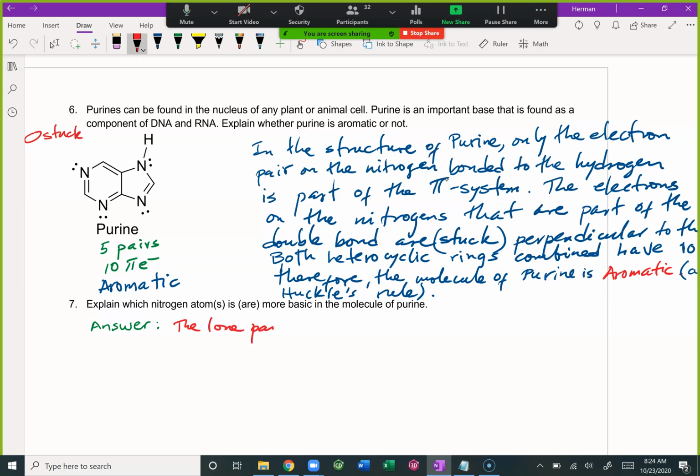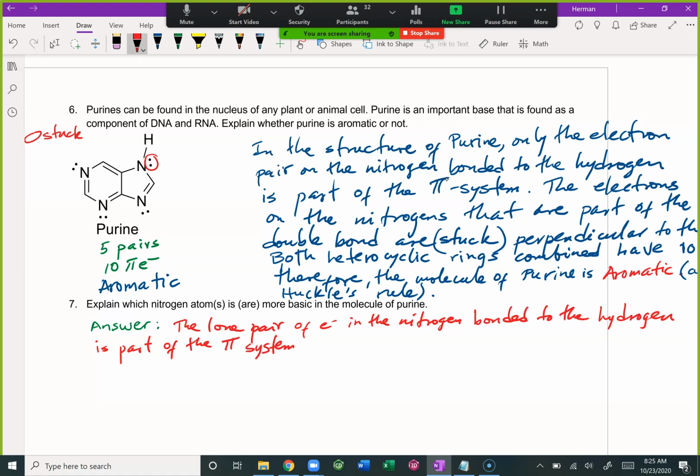The lone pair of electrons in the nitrogen bonded to the hydrogen is part of the pi system. These guys are part of the pi system. You don't want to distort that. If you add a proton there, that nitrogen will become plus. Then we're dealing with 4 pairs of electrons. Therefore, it will be 8 pi electrons, so that will be anti-aromatic. So you don't want any of that.